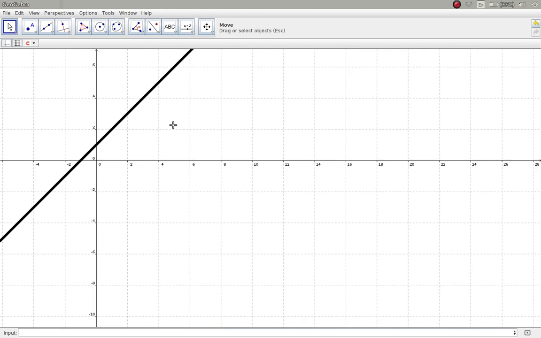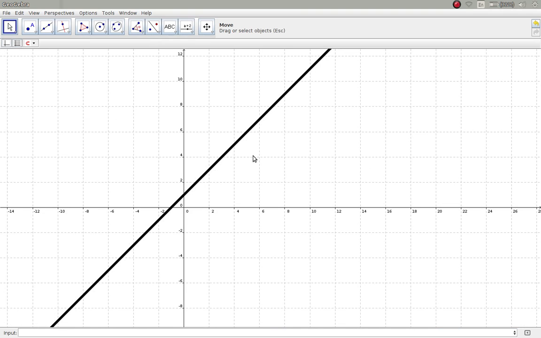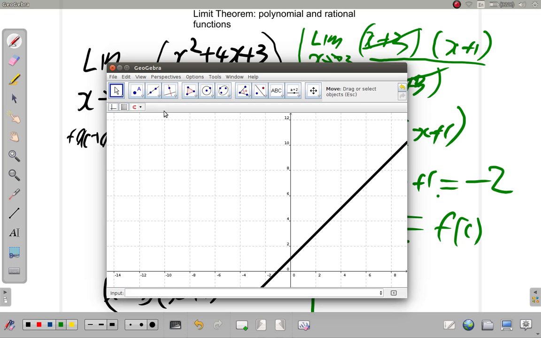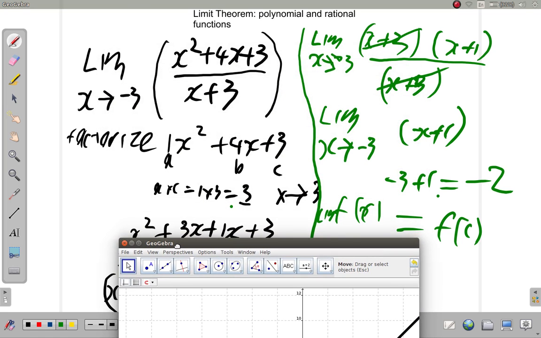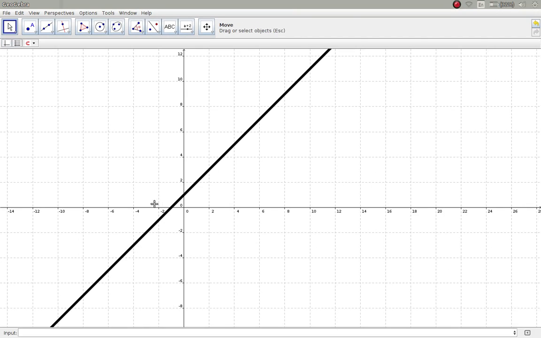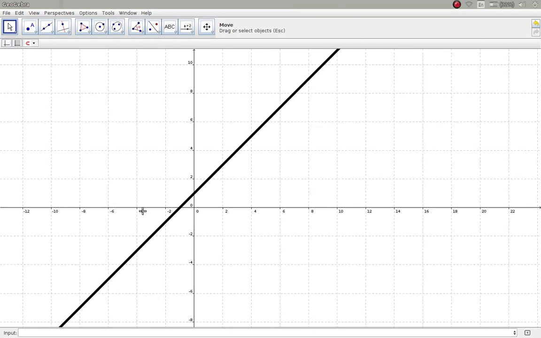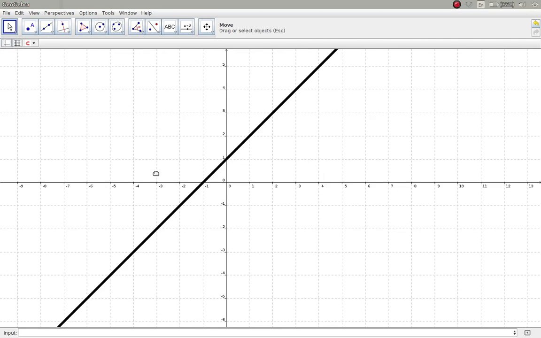Now, this is the graph. Alright? This is the graph of the function. And we're saying that as x tends to negative 3, the limit as x tends to negative 3 is negative 2. Where is negative 3? X tends to negative 3. We have negative 3 here.